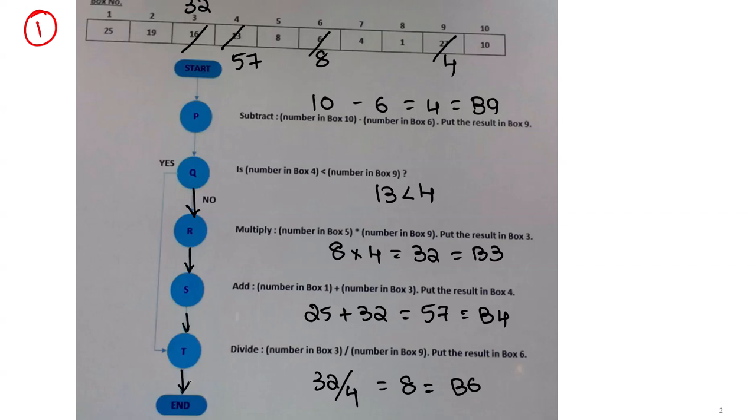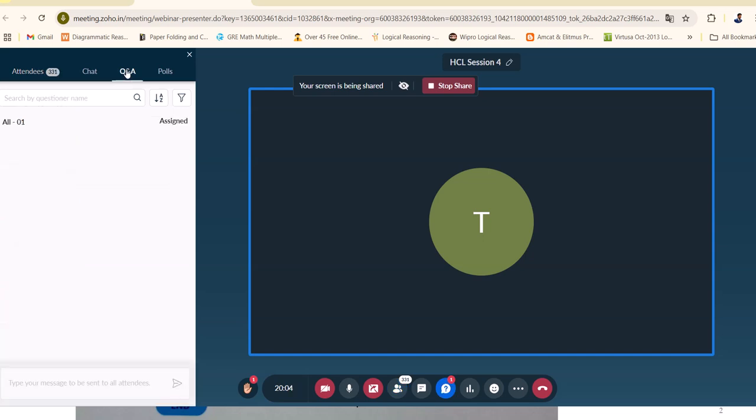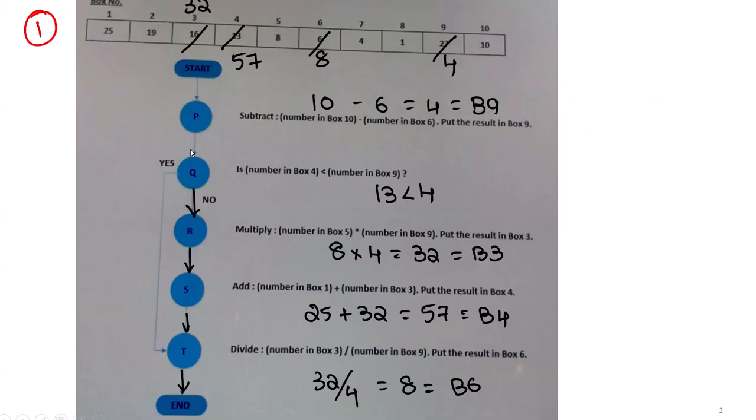Okay, now what are the questions they are asking, sir? I believe the chart is visible for you, and if you have any questions, you can use Q&A to ask. How to change name? Click on the 3 dots on the right side, you can change it.